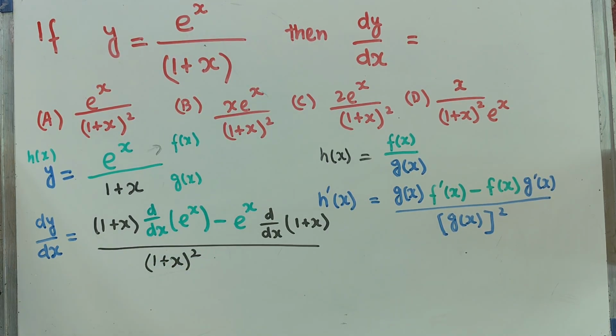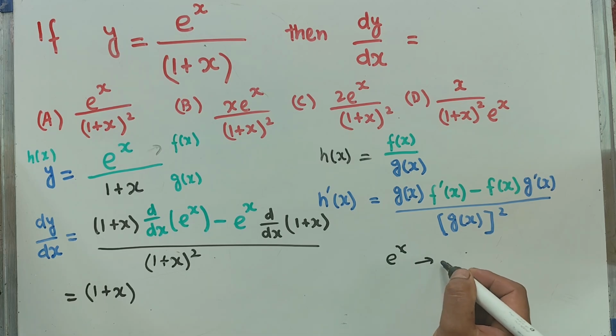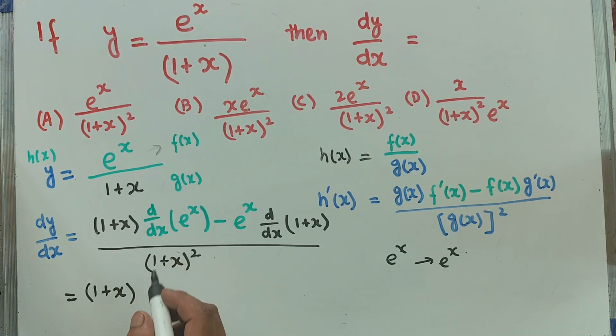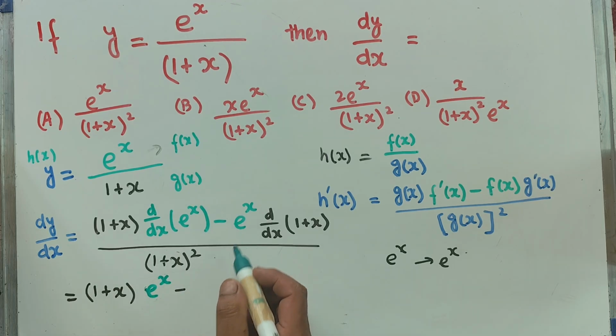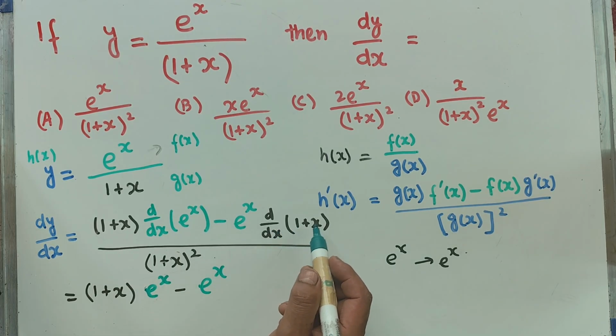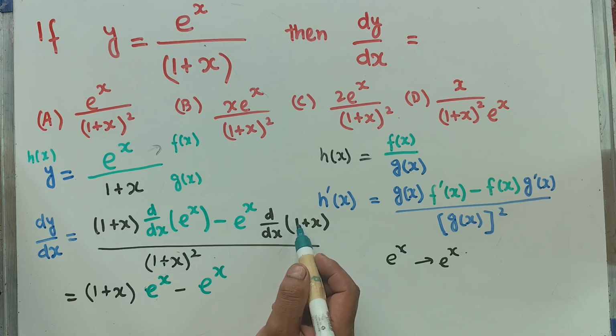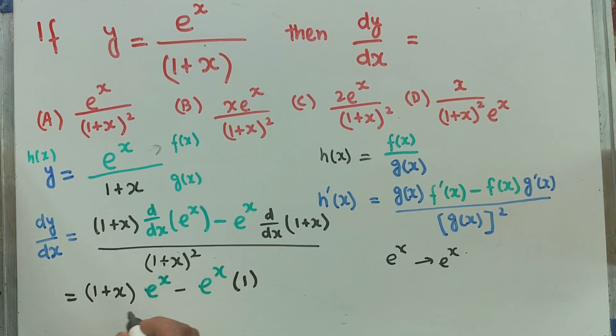Okay, so further we write it, so we have 1 plus x. Now the derivative of e raised to the power x with respect to x is again e raised to the power x, same, so we write it here, e raised to the power x. Then we have minus e raised to the power x, and the derivative of 1 plus x with respect to x is, the derivative of constant is 0, the derivative of x is 1, so we write 1, and divide it with 1 plus x whole square.